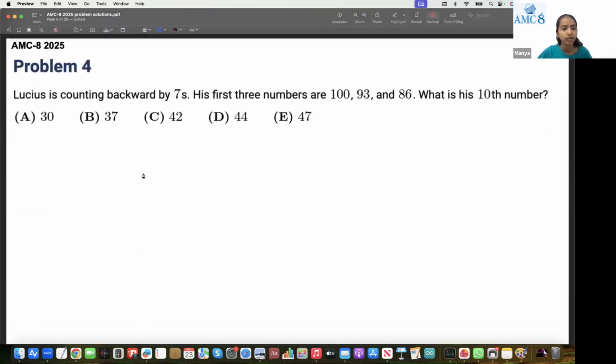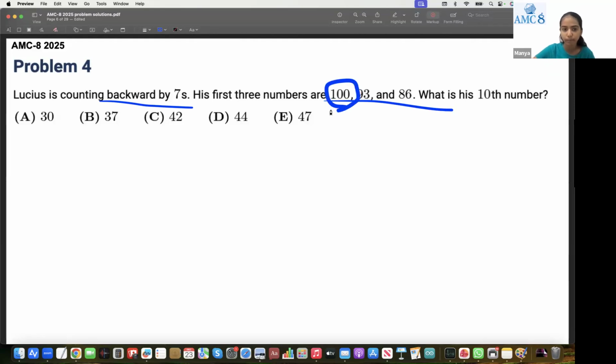Problem number 4. Lucius is counting backwards by sevens. His first three numbers are 100, 93, and 86. What is the 10th number? So he's counting backwards by sevens, and while he's counting backwards, his first three numbers are 100, 93, and 86.